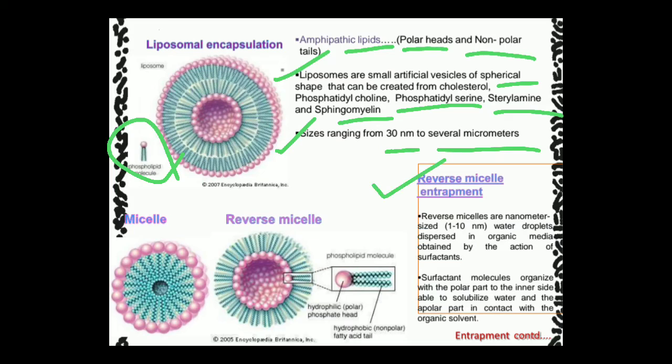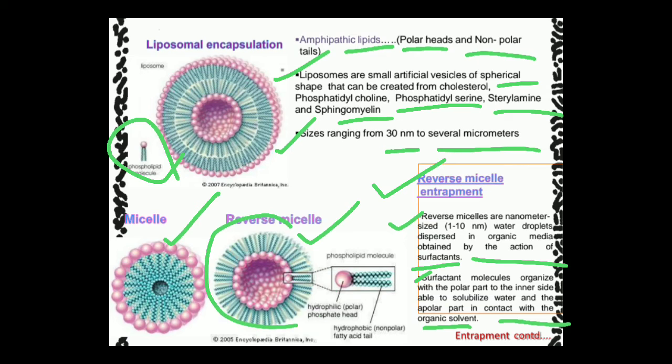Next process is reverse micelle entrapment. This is the normal micelle and this is the reverse micelle. Reverse micelles are nanometric size water droplets dispersed in organic media obtained by the action of surfactants. The surfactant molecules organize with the polar part to the inner side, able to solubilize water, and the apolar part to contact with the organic solvent. So, this is how a reverse micelle looks like.